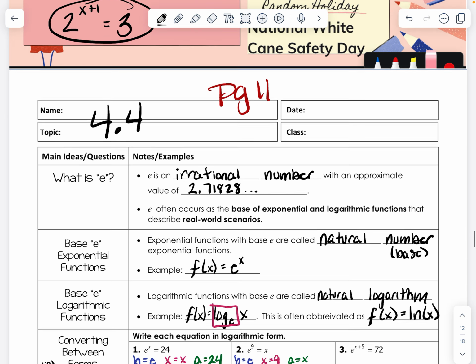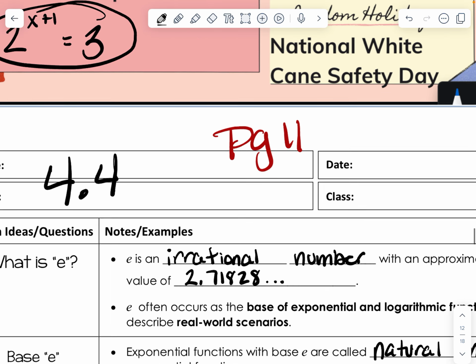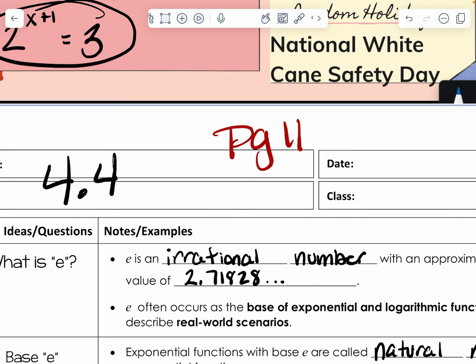Alrighty, so you should be on page 11. We are in 4.4, and I'm going to use my little pointer here so that I don't have to rewrite everything again. So E is an irrational number with an approximate value of 2.71828. And we usually use this for things like interest and exponential growth and exponential decay, which we'll get into tomorrow.